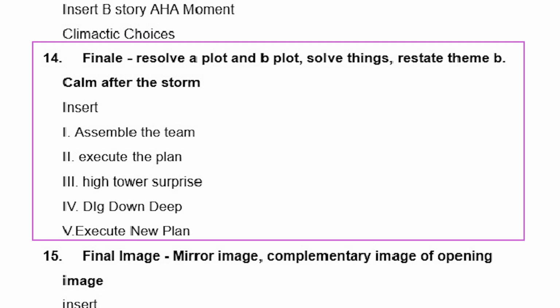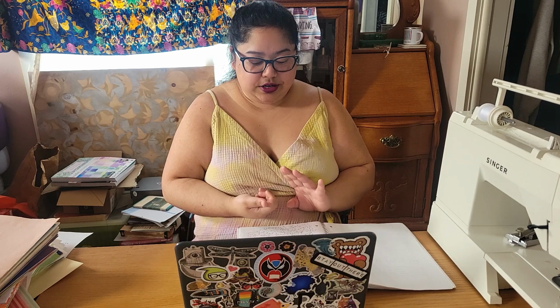So the finale, we talked about the 5-point finale. So that's going to be assemble the team, execute the plan, Hightower surprise, dig down deep, and execute the new plan. Type that all up into your outline.